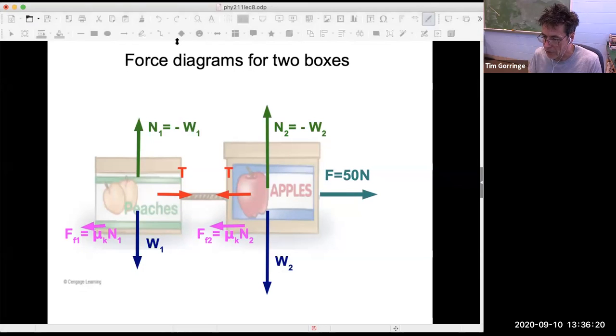I got to get my annotation back. If anybody knows how to keep the annotation on, put it in chat, because it's starting to aggravate me, frustrate me.